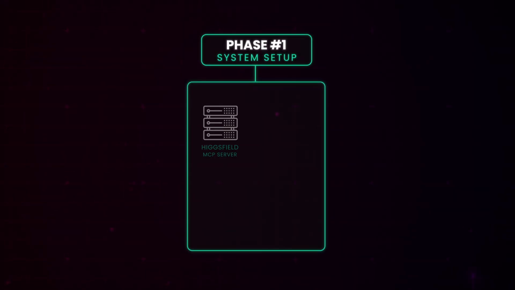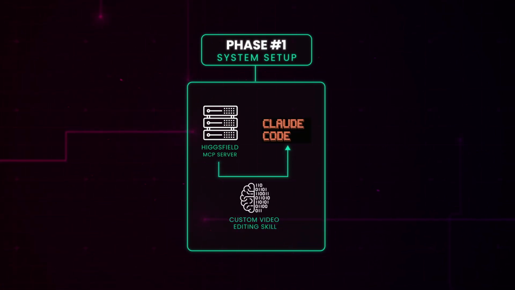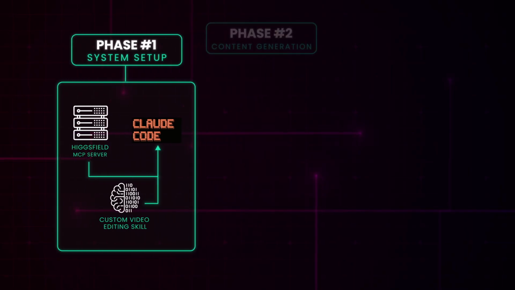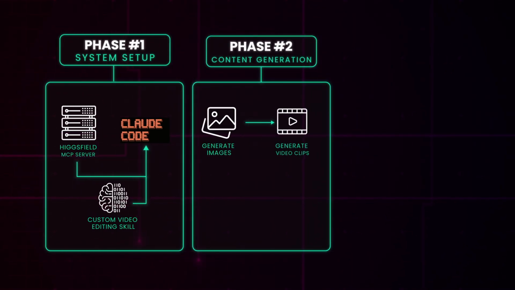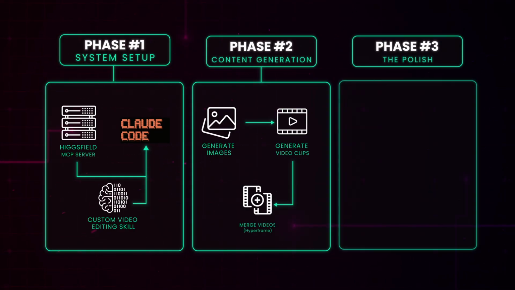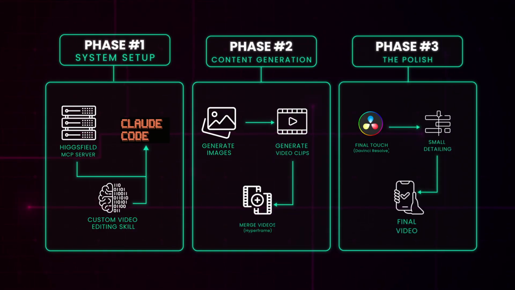But before we start clicking around, let me break the entire process into 3 clean phases so you know exactly where we are at every step. Phase 1. We set up the Higgsfield MCP server inside Claude Code and we install our custom video editing skill into Claude's brain. Phase 2. This is where the action happens. We generate the images, then the video clips, and Claude automatically stitches them together into a finished video. Phase 3. The polish. We give the video that final cinematic touch, the small details that make it feel professional and scroll stopping. That's the roadmap. So let's start with phase 1.